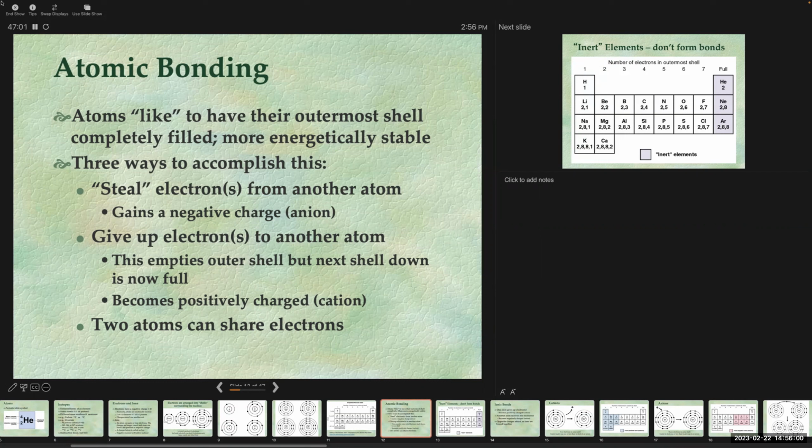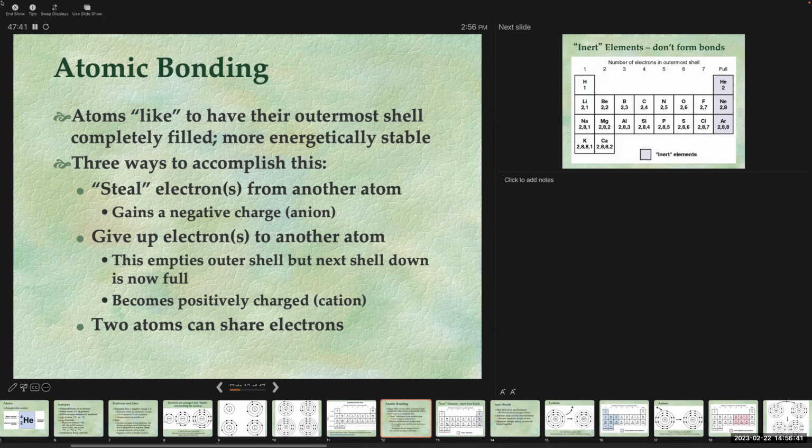This is where quantum mechanics comes into play: what we can determine is that there are certain configurations of electrons that are energetically more stable than other arrangements. So when we say that an atom likes to have its outermost shell full, that simply means that that's the most energetically stable configuration. So atoms will tend to move towards that state where their outermost electron shell is full. And there are 3 different ways that atoms can accomplish that, where they can fill up their outermost shell.